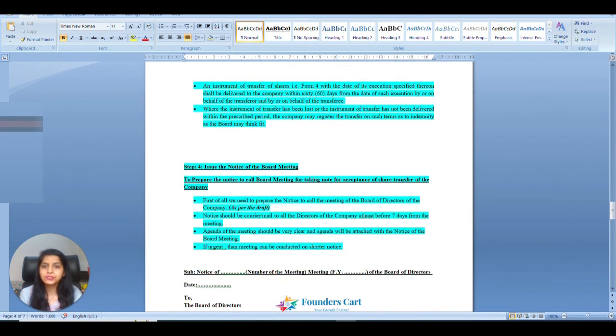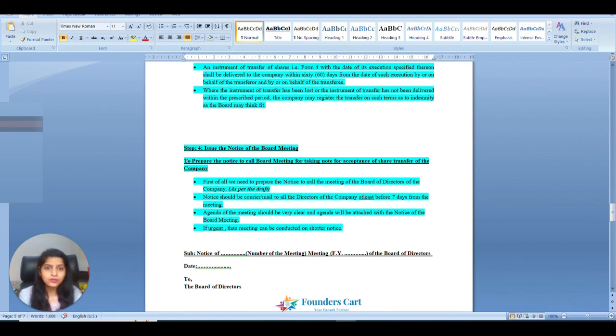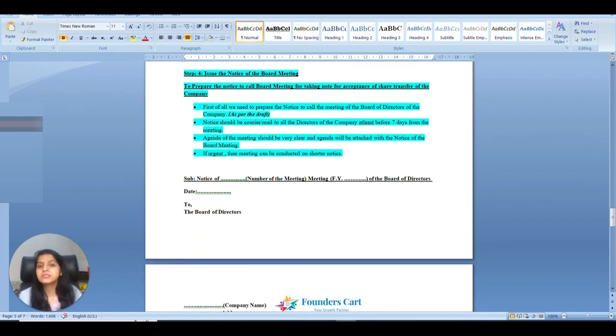After that, you need to prepare the instrument of share transfer, Form SH-4, with the date of execution specified thereon. The execution will be done within 60 days, by or on behalf of the transferor and on behalf of the transferee. So the time limit for registration of share transfer is within 60 days. After signing the share transfer deed, the board meeting will be called and a notice will be issued to all the directors of the company regarding the share transfer.